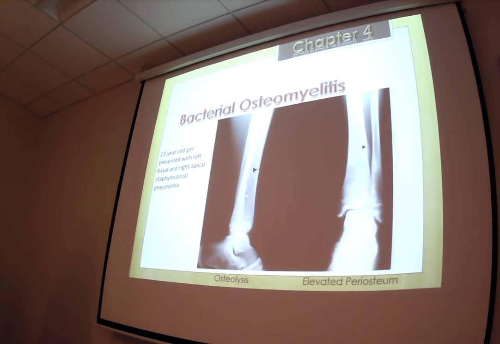So here, this is actually a 13-year-old girl who presented with left basal and right apical staphylococcal pneumonia. You actually see the lesions in her lower leg. My guess is she then also started having leg pain during these x-rays, and they found the area of elevated periosteum. So what does that tell you? You can see this on x-ray. How long has she been sick with this infection? You're not going to see it before that.